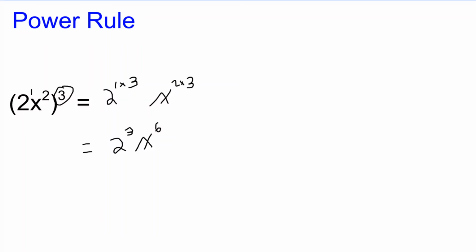And if you remember from our last video, we have to simplify any numbers that have exponents on them. So 2 to the 3 can actually be written as 8. And we still have x to the 6. Can't do anything more with that. So our final answer is 8x to the exponent 6.